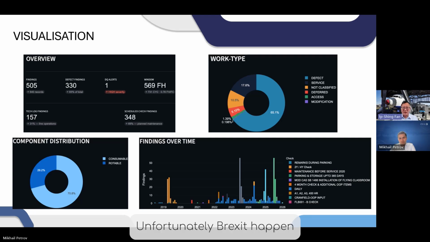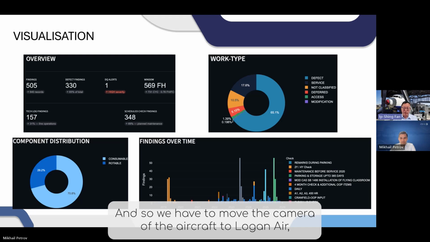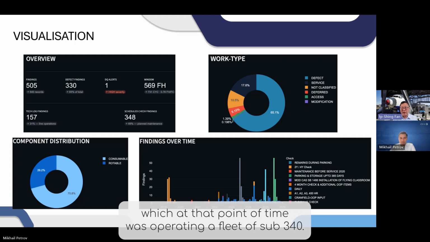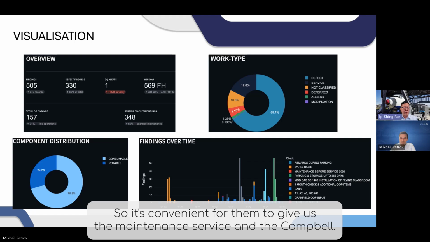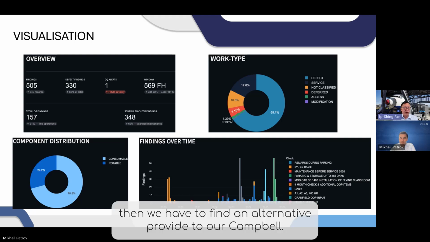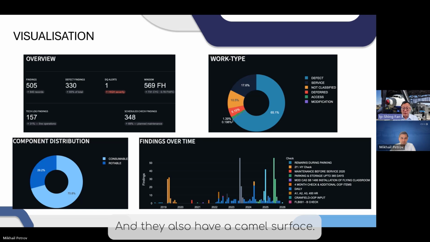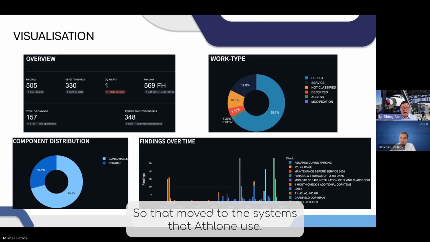Unfortunately, Brexit happened, so we could not have them look after the aircraft on a UK license. So we had to move the CAMO of the aircraft to Loganair, which at that point of time was operating a fleet of 340s. It was convenient for them to give us the maintenance service and the CAMO. Then in time, when Loganair retired all their 340s, we had to find an alternative provider for our CAMO. It's very good that Avalon have the use of one of the hangars in Cranfield, and they also have a CAMO service. So that moved to the systems that Avalon use.